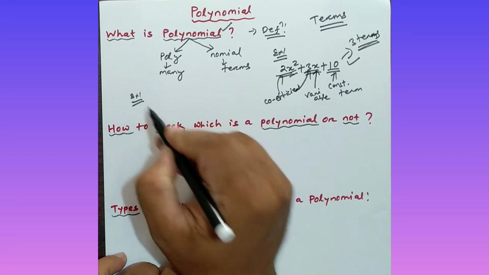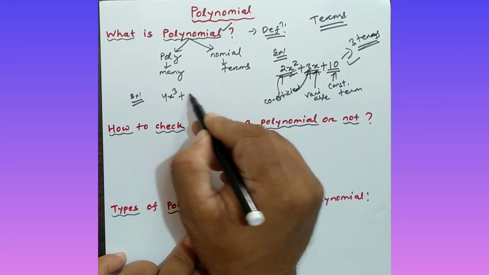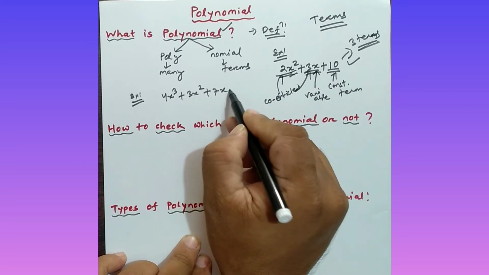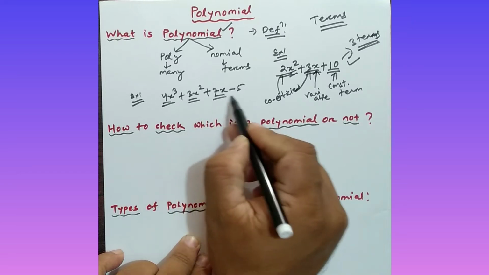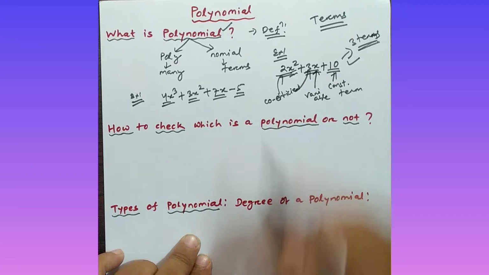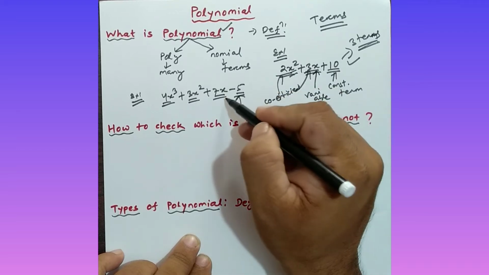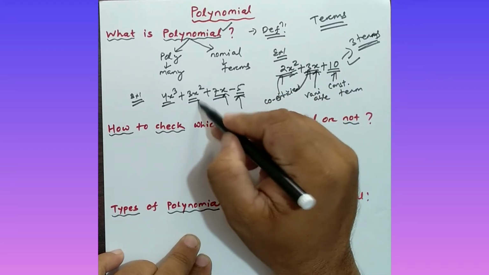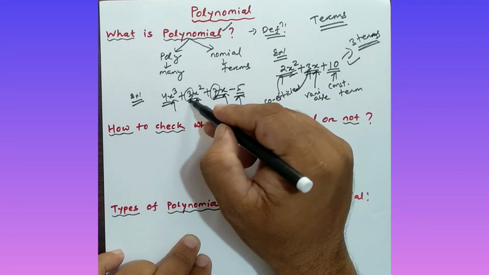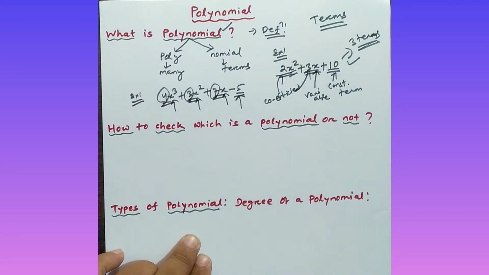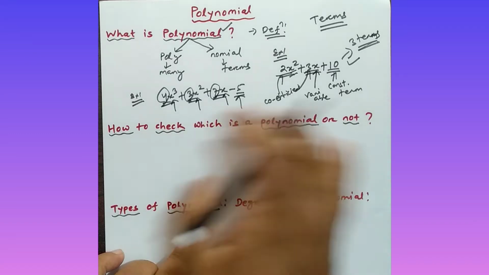Let's take another example: 4x cube plus 3x square plus 7x minus 5. Here, total how many terms? 1, 2, 3, 4. So there are 4 terms. The minus 5 is the constant term, and x is the variable. The coefficients here are 7, 3, and 4. So a polynomial consists of variables, coefficients, and a constant term. That is the basic definition of a polynomial with examples.